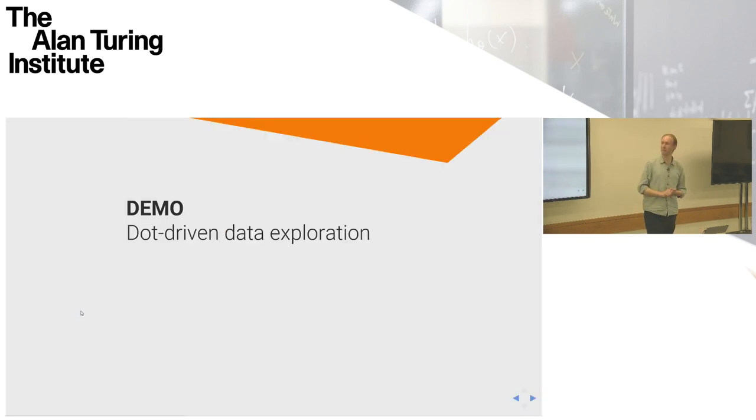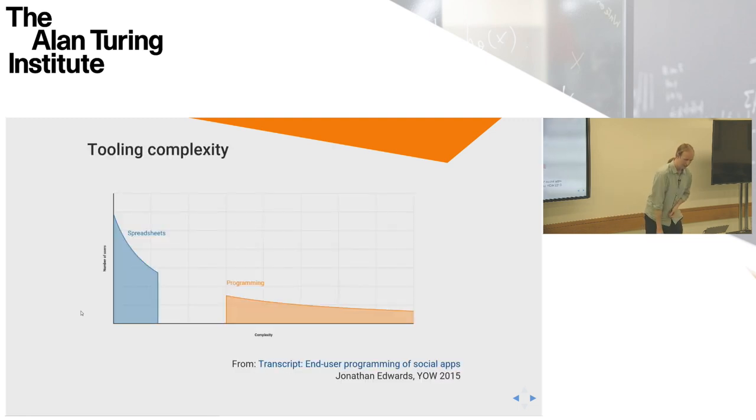So this was a simple example of the programming language, or the system, that we've been working on that lets you do data exploration basically just by typing dot and choosing one of the available members. And I think there's a really interesting space in this data exploration. This is a chart or an illustration from a talk by Jonathan Edwards, where he's been looking at end-user programming of social applications, but I think it's equally applicable in data science.